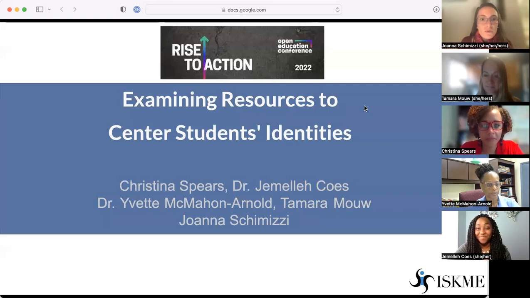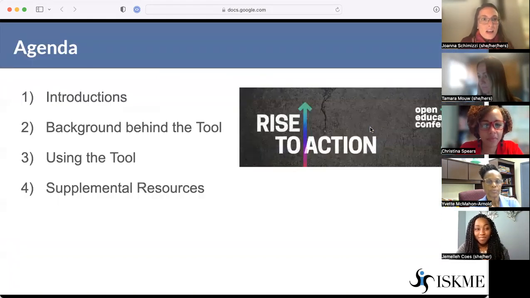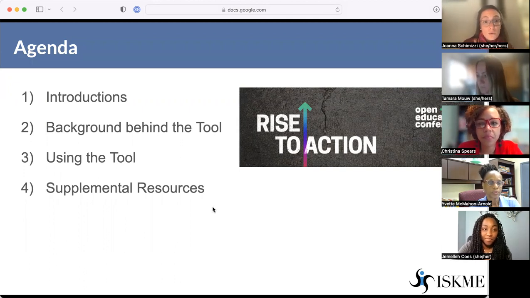We're excited to present to you our session on examining resources to center students' identities. Our agenda for this quick session will be going over some introductions of the wonderful educators that we have on our session today, give you some background behind the Identifying Bias tool, show you how we've used the tool in different contexts, and provide some supplemental resources. We do have the slide deck uploaded as well with all of the hyperlinks so that you can follow along.